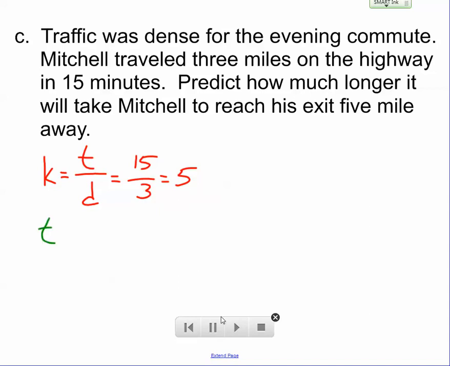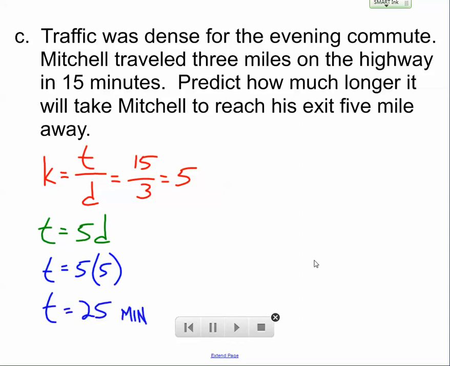Then I can write an equation, something like this, that the time is going to be equal to 5 times the distance. And then I can use that equation to answer this question. How long is it going to take him to go 5 miles to the next exit? We'll go 5 times 5 is 25 minutes. Okay, so we're going to find that constant of proportionality, that in a geometric sequence, what's everything changing by? It's being multiplied by 5 every mile. So, and then we'll write that equation, and then we'll use that equation to answer the question.